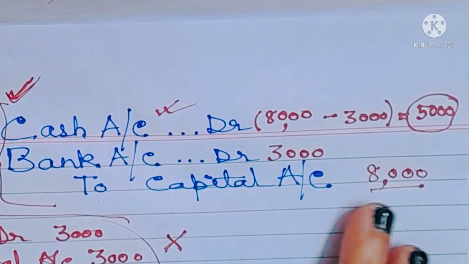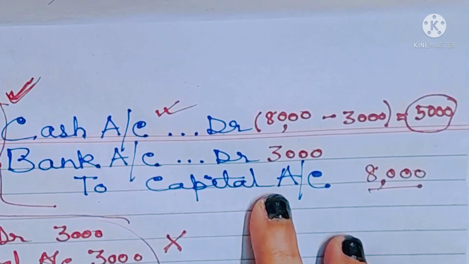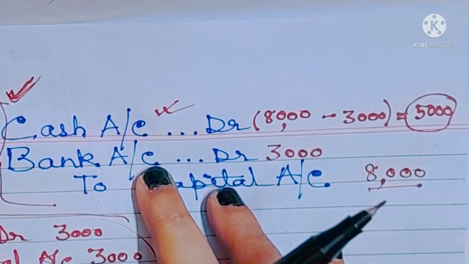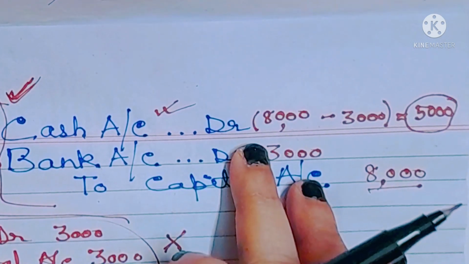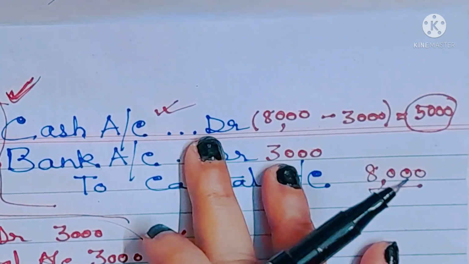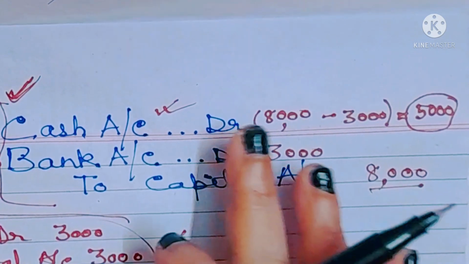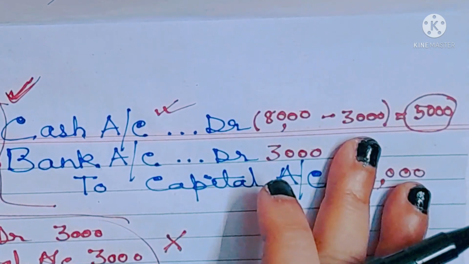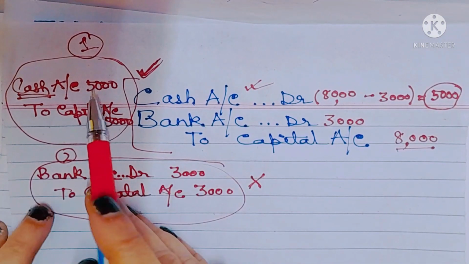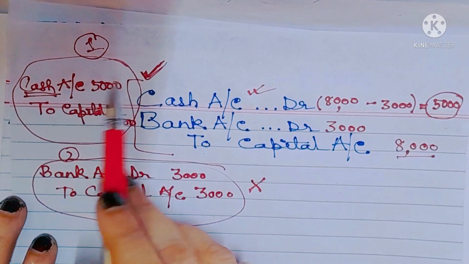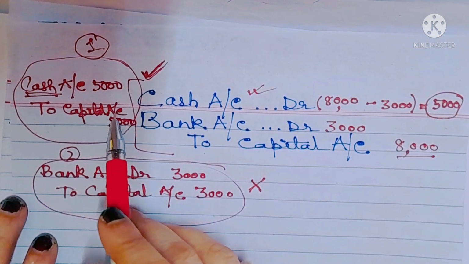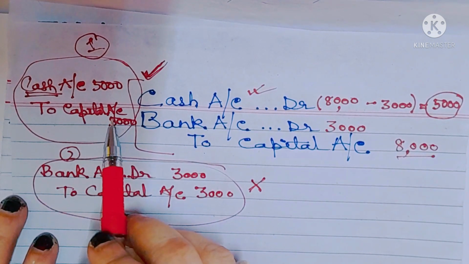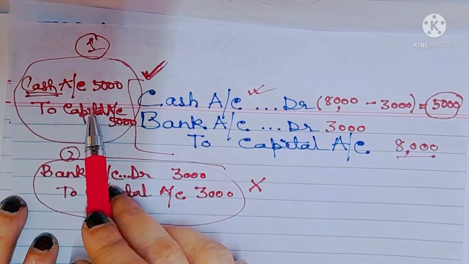But out of 8,000, 3,000 he has deposited into bank. So how much is left? 8,000 minus 3,000, 5,000. So as capital he invested only 5,000 in the business, not 8,000, because he deposited 3,000 in the bank. So what is the position of cash account? Since cash account is on the debit side, capital account will also be on the debit side. So we'll have to write to capital account in the cash book on the debit side 5,000.